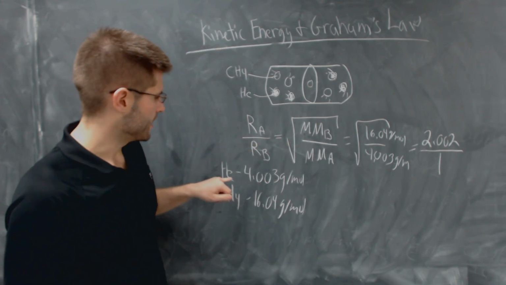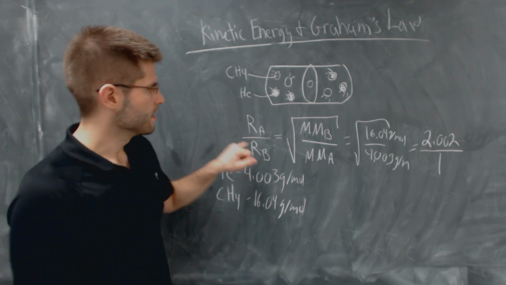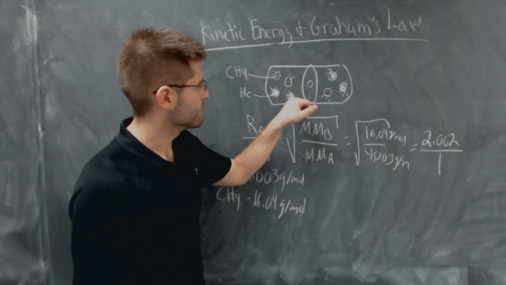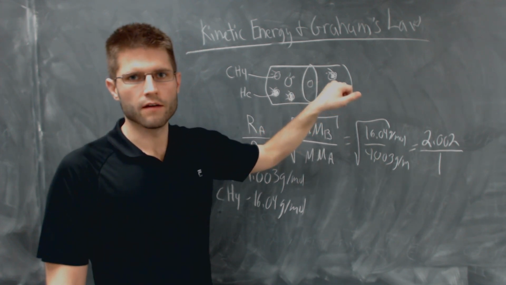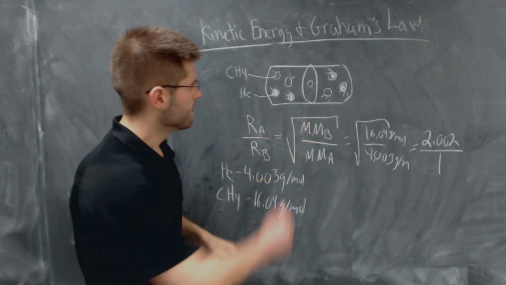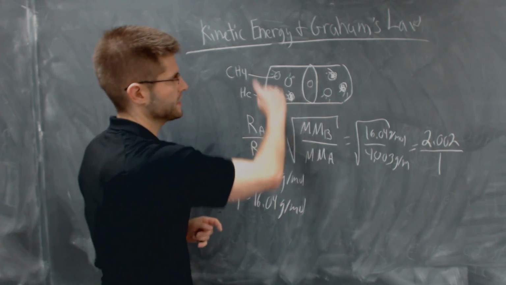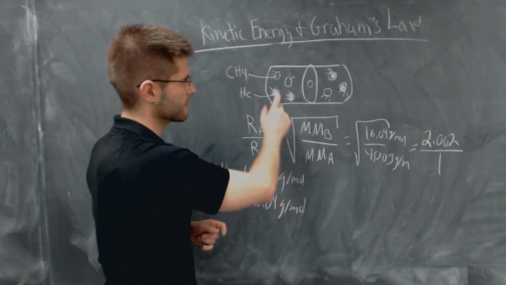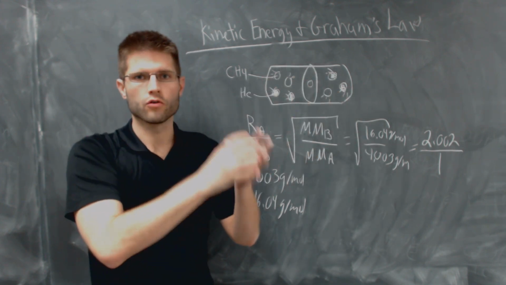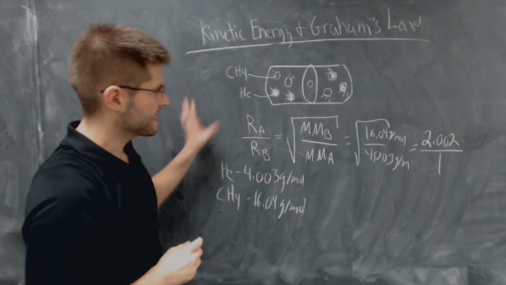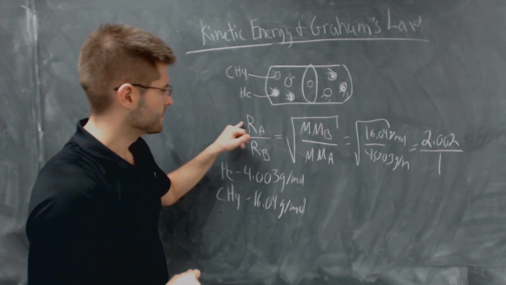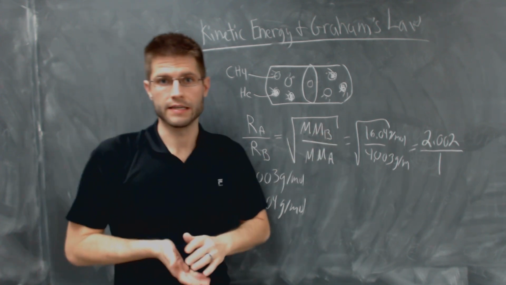The rate of A, and in this case A is helium, is twice as much as the rate of B. What that means is we should find twice as many particles of helium on the right as we do particles of methane. Helium is traveling around twice as fast compared to the methane, which means that it can find the hole twice as quickly. And this is how we can use Graham's law. It just uses the ratios of molar masses to identify the ratio of the rates.